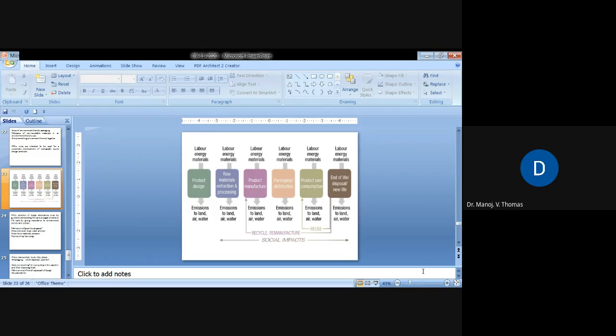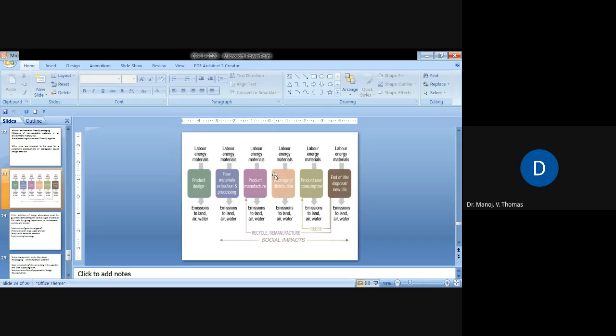So this is one diagram. Here are the various stages of the product as it goes through. First the product design, then raw materials extraction and processing, then product manufacture. Then you have packaging and distribution, then product use and consumption. Finally, end of life or disposal of that particular product, and it takes a new life.